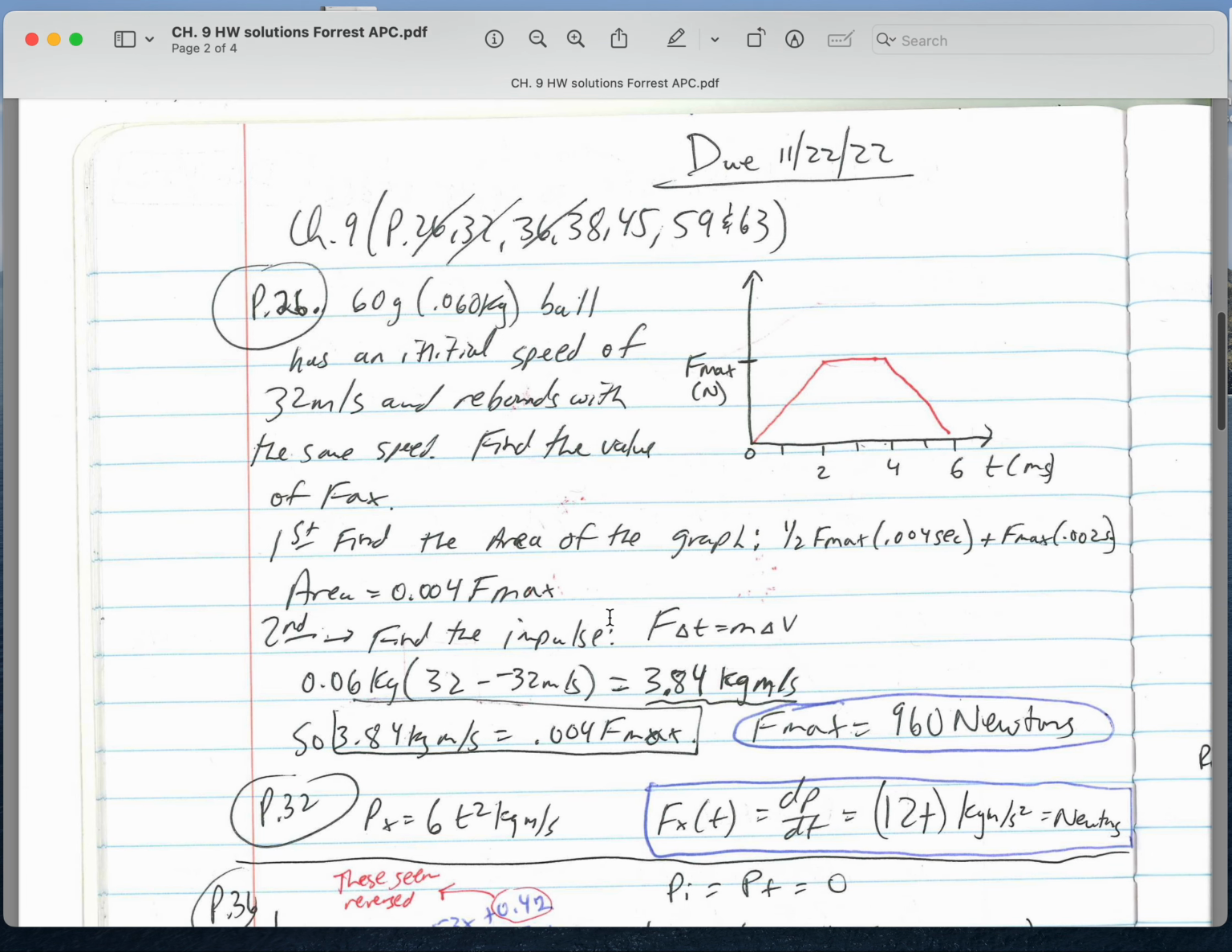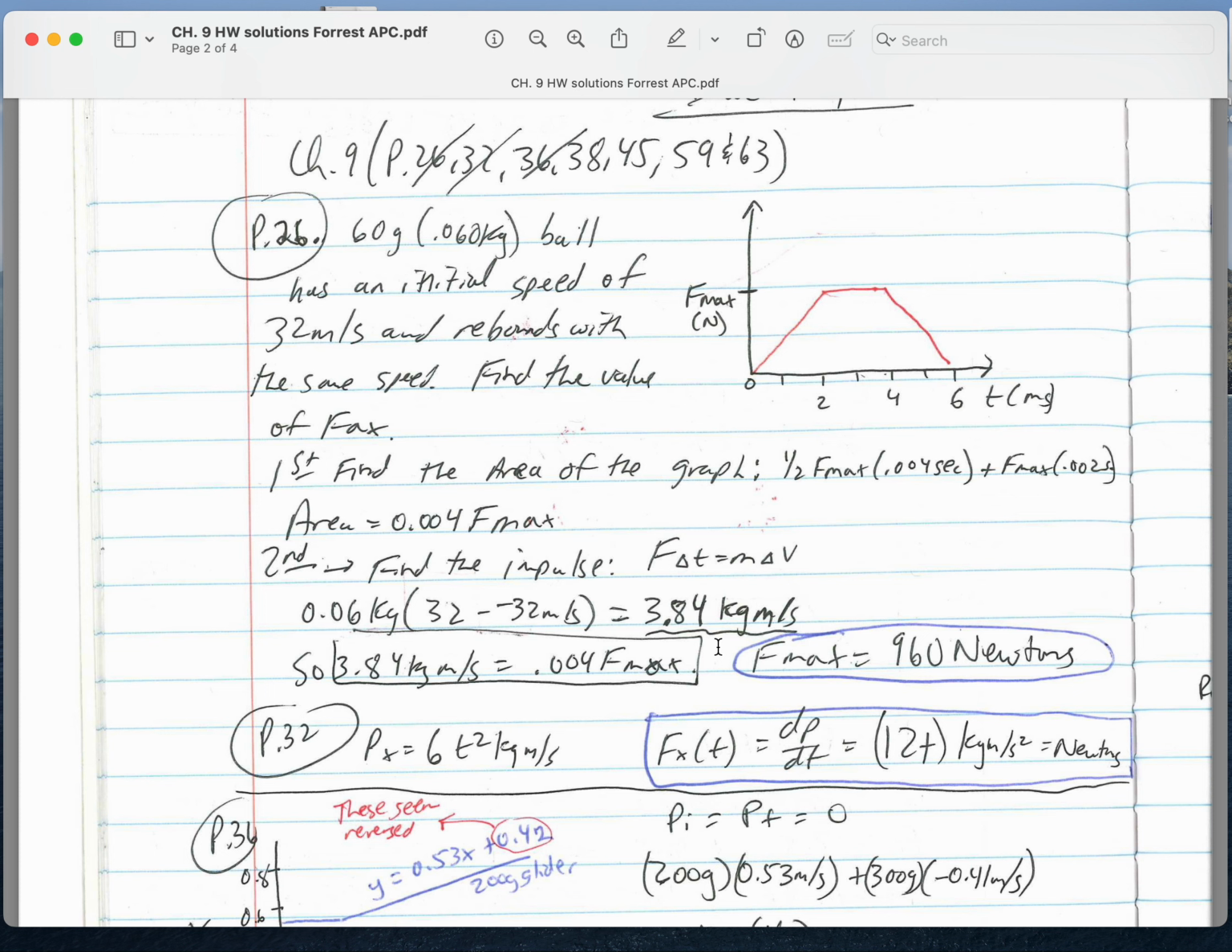The second thing is to find that impulse. Well, the mass of the ball was 60 grams, so that's 0.06 kilograms. And if you're going to bounce back the opposite way at the same speed, that means you have a change of velocity of double the speed. So I have a 64 meter per second change in velocity. So that means my impulse, or change in momentum, is 3.84 units. So then I can solve for the F max as 960 newtons.